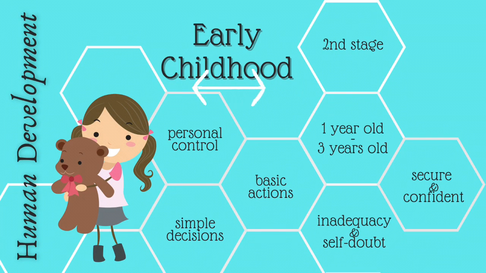Second stage is early childhood, from 1 year old to 3 years old. It focuses on developing a greater sense of personal control. He performs basic actions and simple decisions that make him secure and confident, while those who do not are left with a sense of inadequacy and self-doubt.